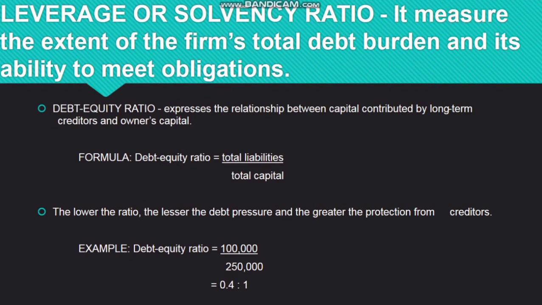For example, a company has total liabilities of 100,000 and a total equity of 250,000, then its debt to equity ratio is 0.4:1, which means that the total capital of the firm is composed of 40 centavos debt and 1 peso investment of the owner.